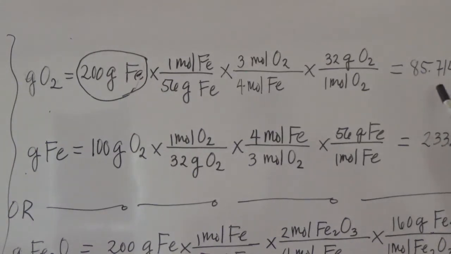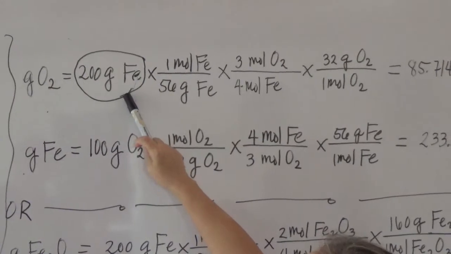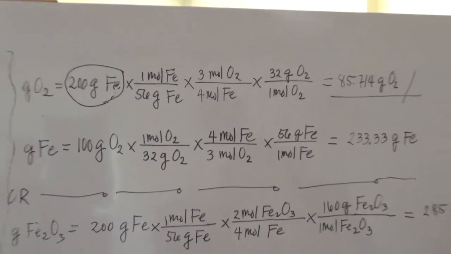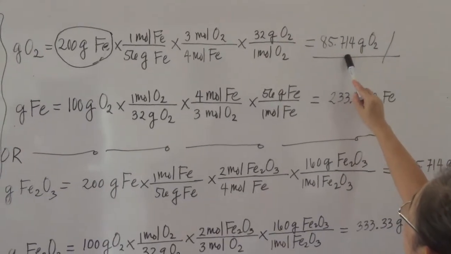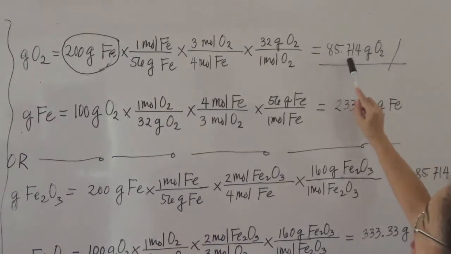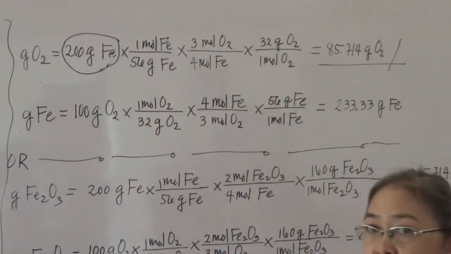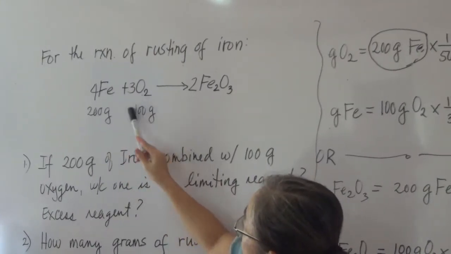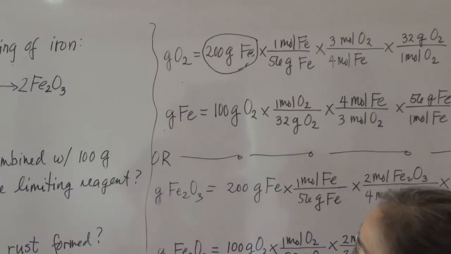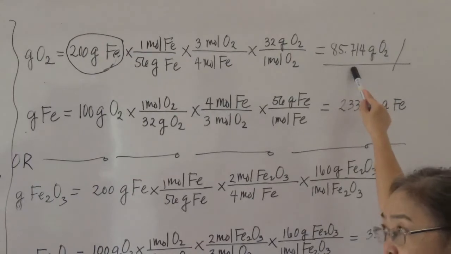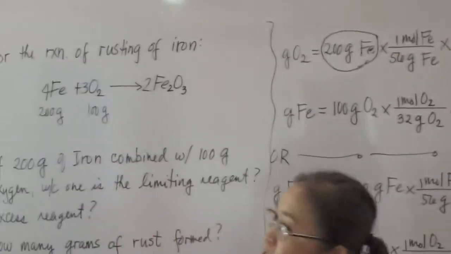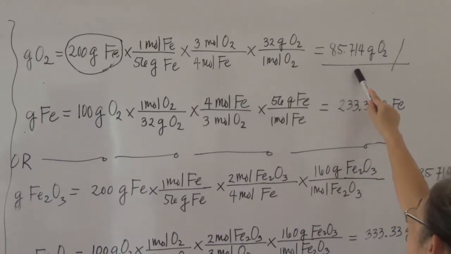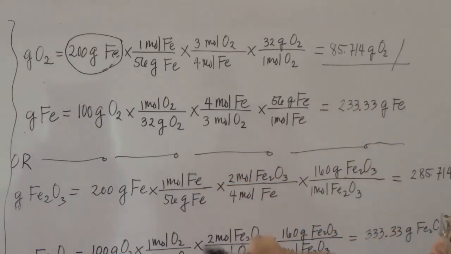From here, you can compute that 200 grams of iron will react with only 85.71 grams of oxygen. This amount, 85.71 grams, is the amount needed to react with 200 grams of iron. So if you base it on the given, we have 100 grams of oxygen available, but what is needed by the 200 grams of iron is only 85.71. Meaning, the 100 grams of oxygen is in excess, because the 200 grams of iron needs only 85.71 grams of oxygen to react to form ferric oxide.